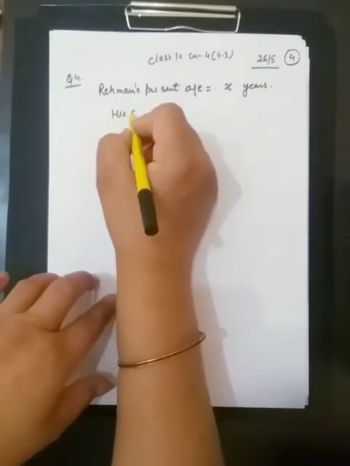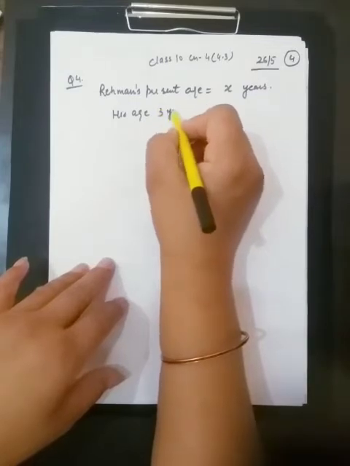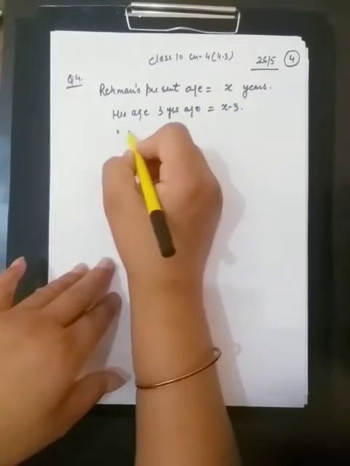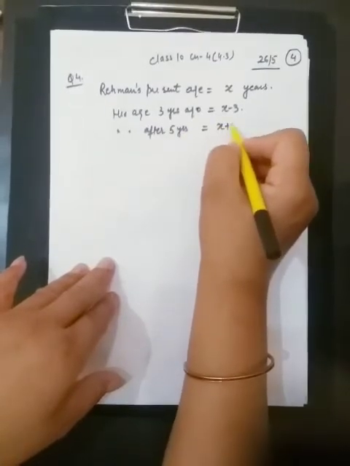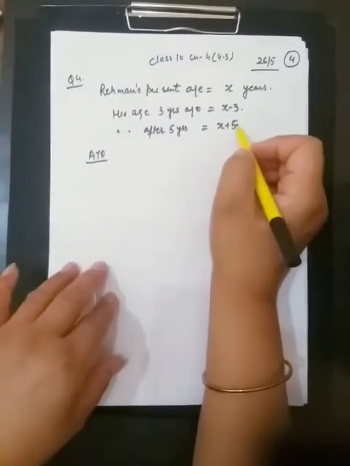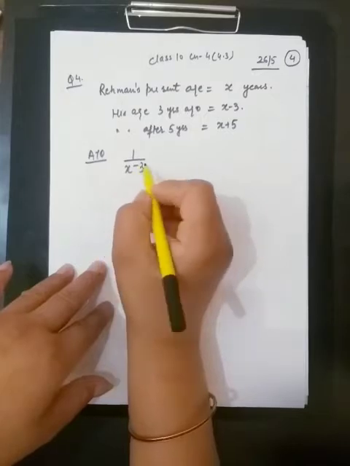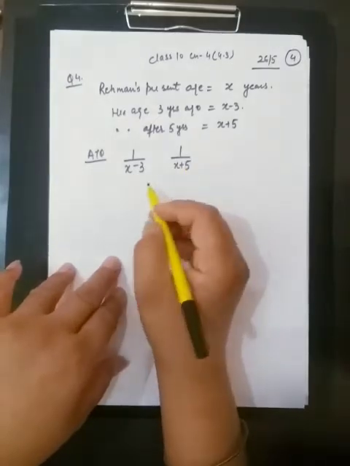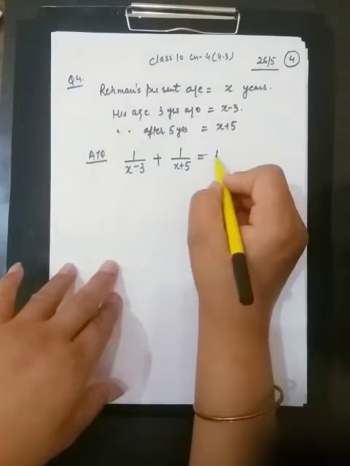His age 3 years ago will be x minus 3. His age after 5 years is equal to x plus 5. And according to the question, we have to take the reciprocal of these ages. So the reciprocal of the first age is 1 by x minus 3 and the reciprocal of the second age is 1 by x plus 5, and we have to take their sum and this sum is equal to 1 by 3.